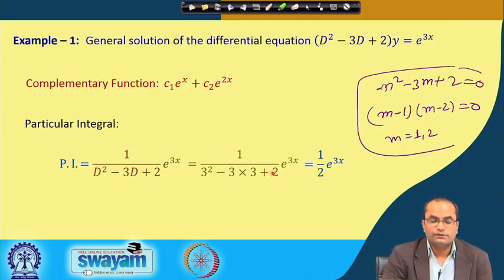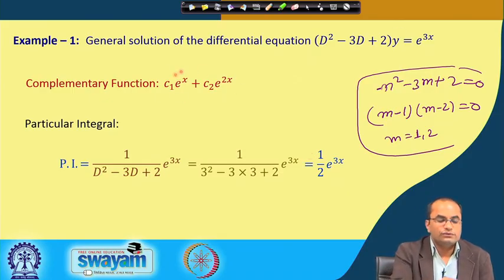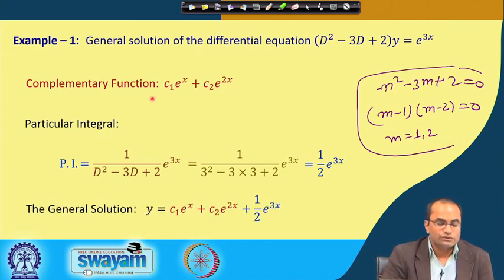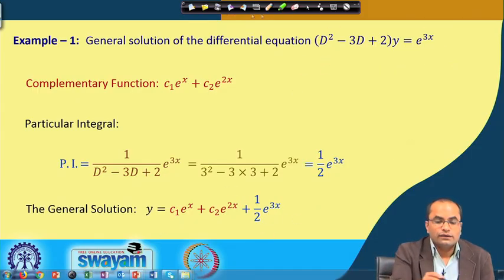So, this is a particular integral, a particular solution of the given differential equation, and we have the general solution of the homogeneous equation, that means the complementary function. If we add the two, we get the general solution of this given differential equation.